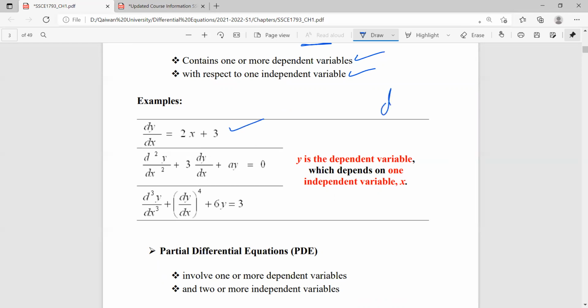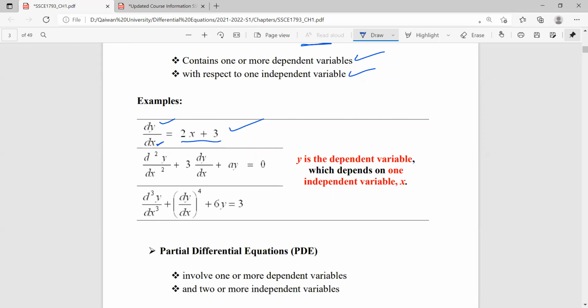Here, when we say, let's say, da by db, generally, a is the dependent variable, and b is the independent variable. Okay? And here you have dy by dx. That means y is the dependent variable and x is the independent variable. It equals 2x plus 3. It's a first order ordinary differential equation.